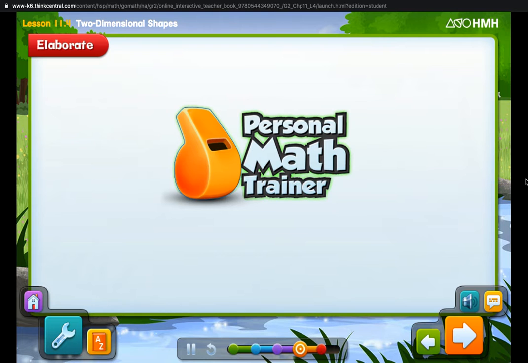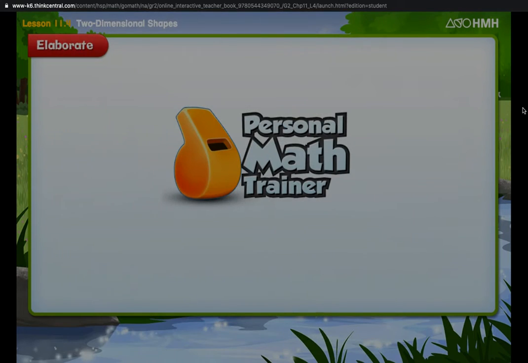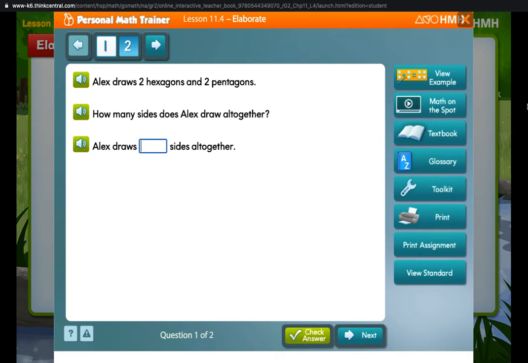Now let's practice with the personal math trainer. Okay. All right, so number 1 says Alex draws 2 hexagons and 2 pentagons. How many sides does Alex draw together?